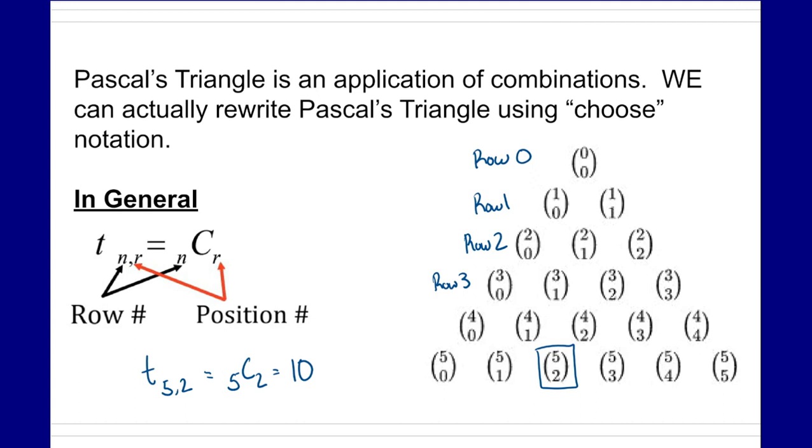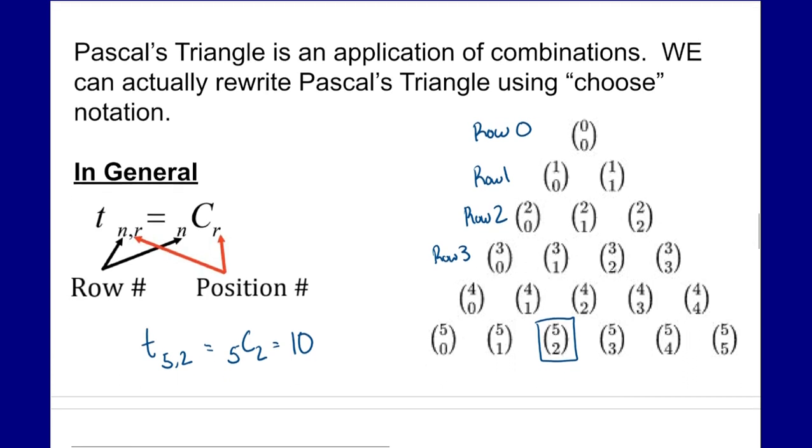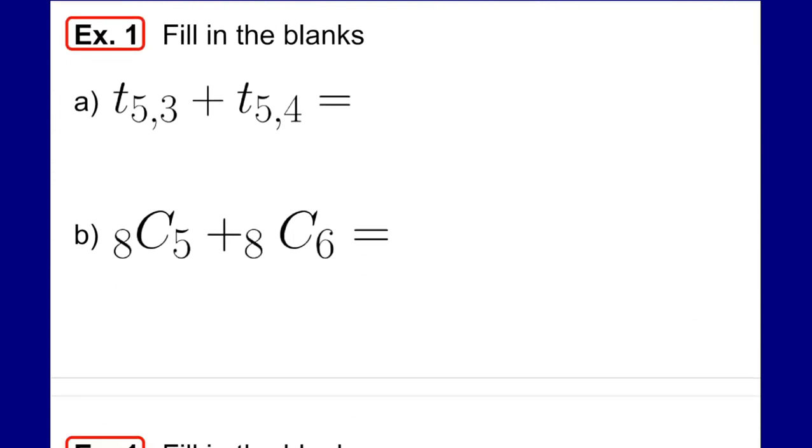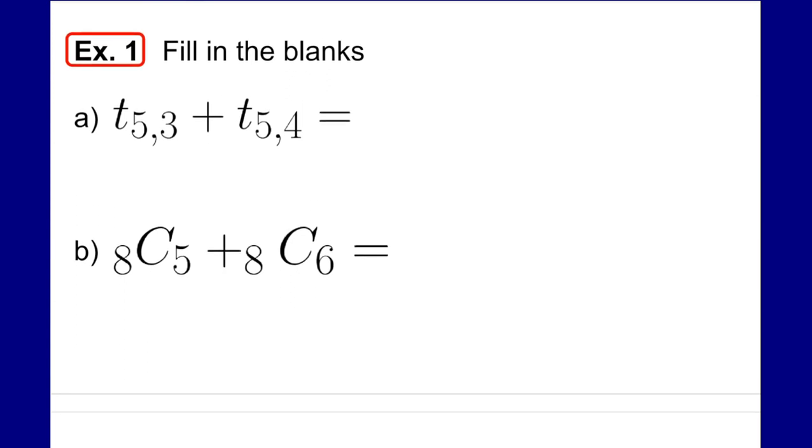Now again, the one thing to keep in mind when we're dealing with the rows and position numbers, Pascal's triangle always starts with 0. So row 0, position 0. We can see that a little bit more clearly when we see the combination notation. So we're just going to be looking specifically at the combination notation, or the notation of Pascal's triangle, and some of the characteristics of it right now.